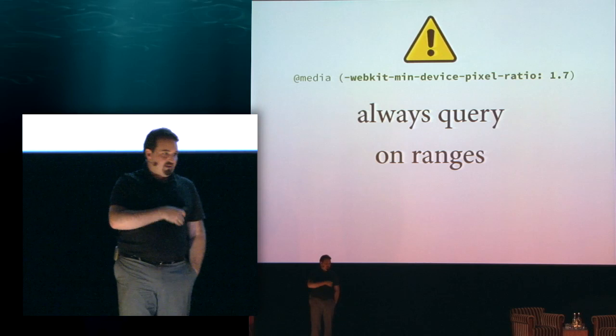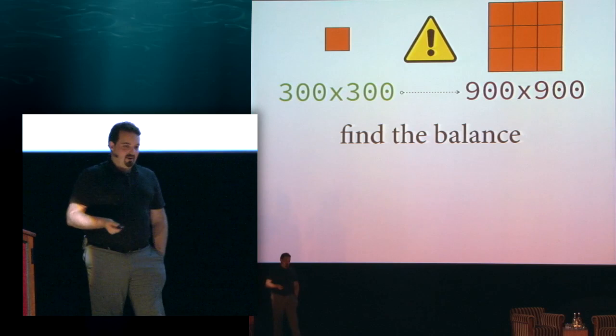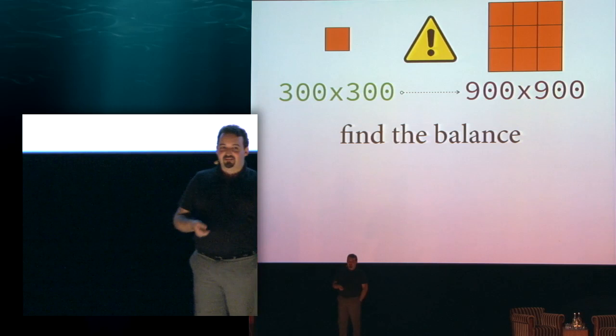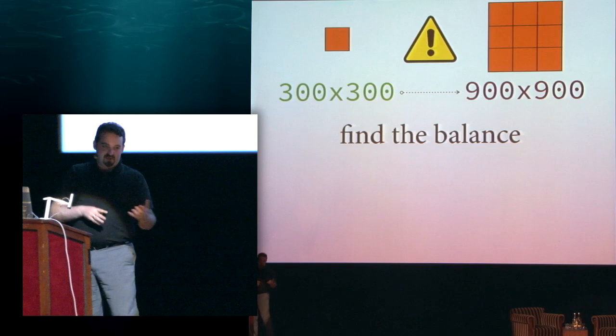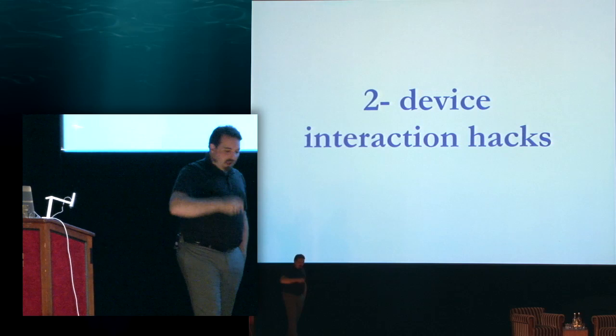And always, I'm not the only one saying this today, find the balance, right? Because on the S4, if you want to use the ultra super high resolution, one image is 3 times bigger per side, so 9 times bigger. So you need to find the balance on your images, size and memory usage, and HTTP network requests. So now I will jump to some other hacks about device interaction.